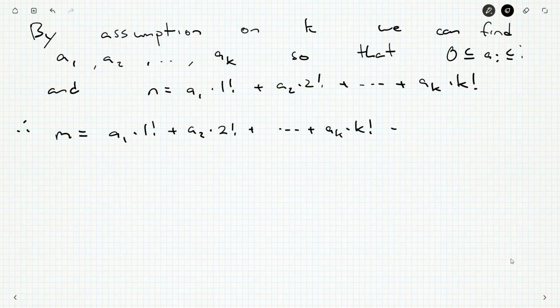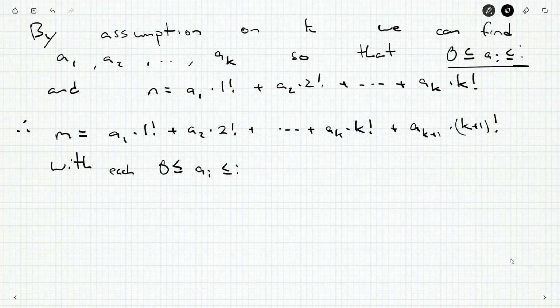So this is the n part of it. And then how did we get n from m? We subtracted off this a_{k+1} times (k+1) factorial. And we know that for these ones up here, ai is less than or equal to i, but we also observed on the last page that a_{k+1} has to be less than or equal to k plus 1. So now that we've proved a base case, and by assuming that the k situation is true, we can prove the k plus 1 situation is true, which we just did.